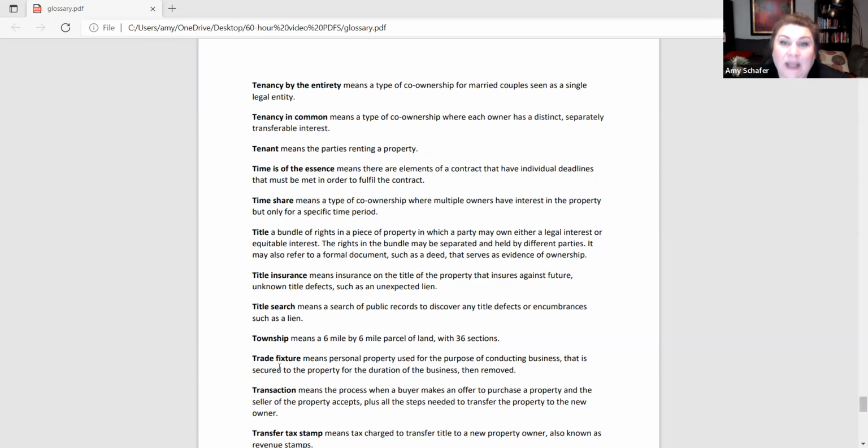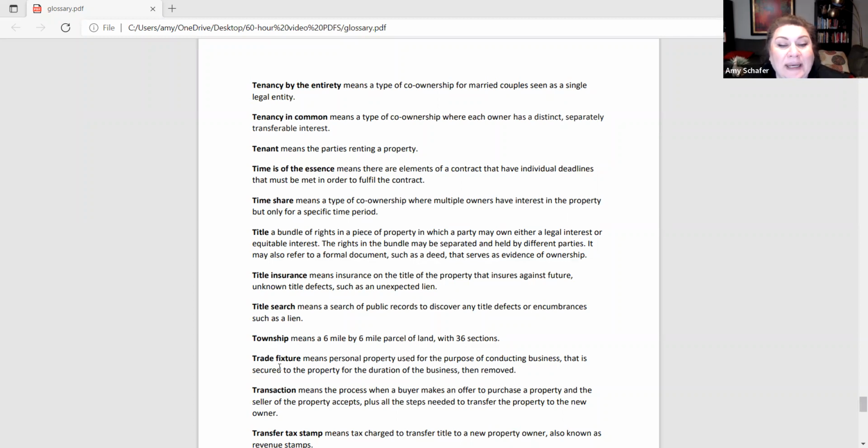Title, that's ownership to a property plus evidence through a formal document that is recorded called a deed. Title insurance, this is insurance that would protect you against future title defects that were unknown when you purchased the property. They come up unexpected. The way that we try to prevent these unexpected liens, though, is through doing a title search of public record.